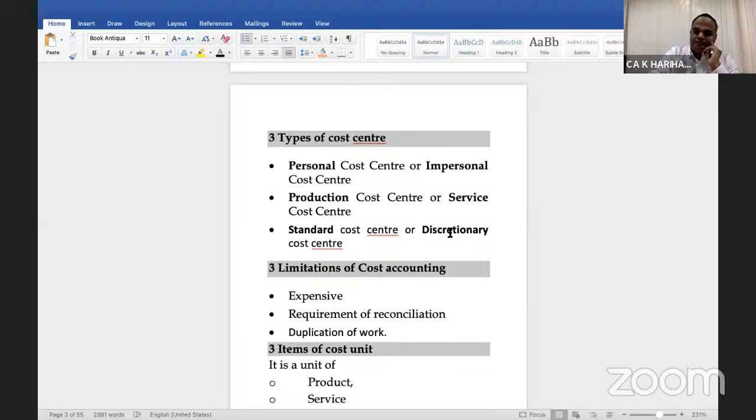Input-output relationship... the screen is visible now? Screen is not visible. Check it out. Ashwin is telling the screen is not visible. Not visible.